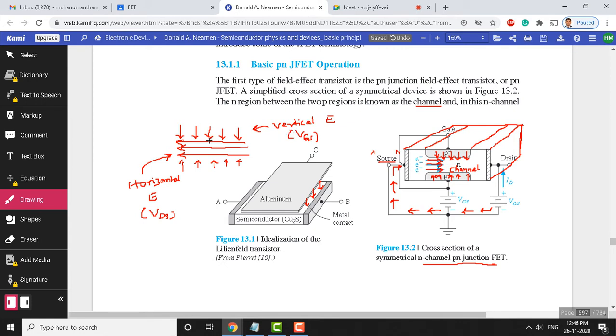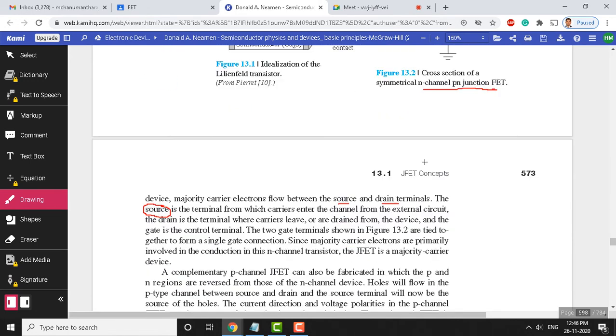Vertical electric field varies the conductance in the channel in this region, whereas horizontal electric field creates the motion of the charge carriers here. So electrons will be moving from source to the drain due to the electric field that exists horizontally here. I hope you understood the movement within this channel region.